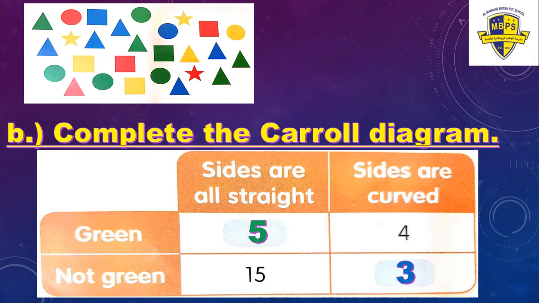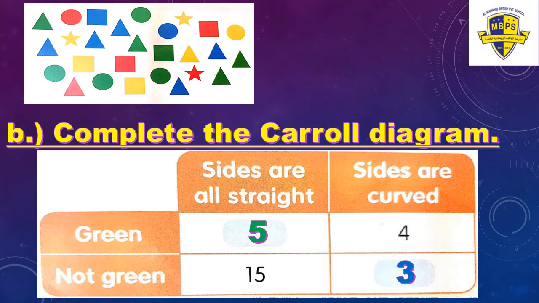Okay, now here, students, we are going to continue with the same question, but we are going to use the second criteria, which is to complete the Carroll diagram. Okay, now the first one was to complete the table, which we saw in the previous slide. And the second one is to complete the Carroll diagram. Now, as we said, the Carroll diagram has exactly 2 rows and 2 columns.